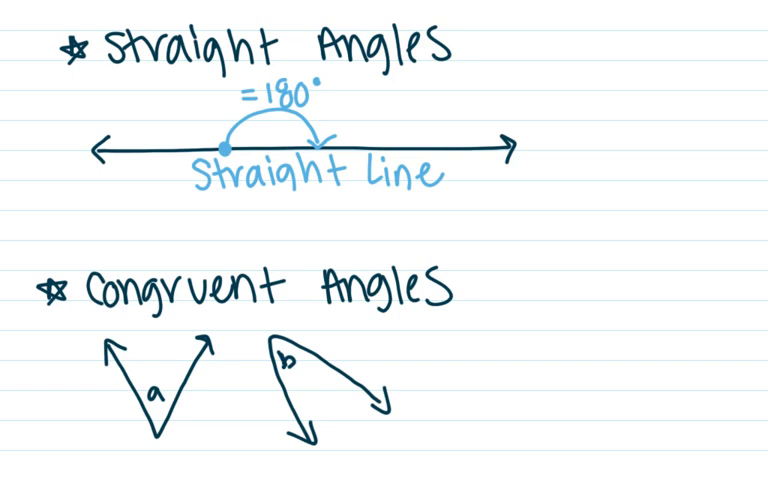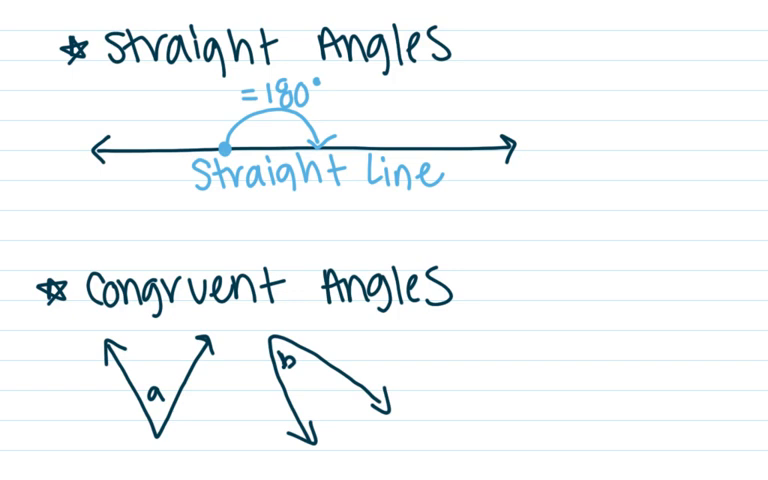So if you have angles on a straight line, those angles are going to add up to 180 degrees because that is the measurement of a straight line from one point to the other. So that's something to notice: if you have a straight line, I'm going to have some angles that add up to 180 degrees.